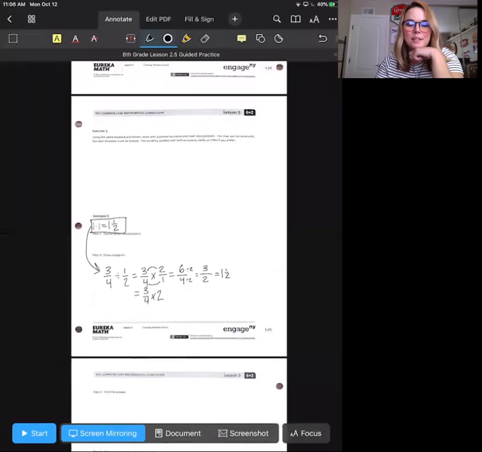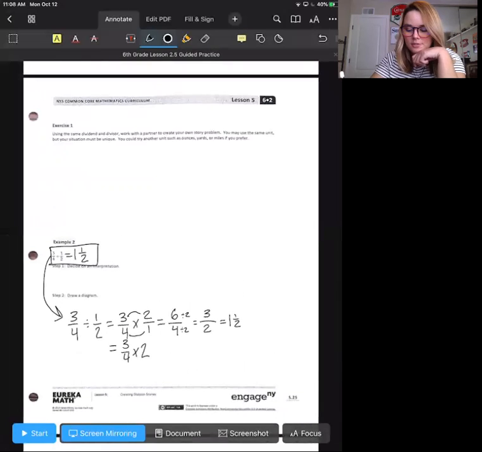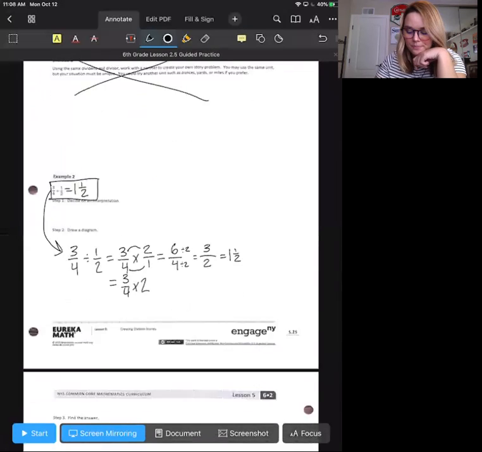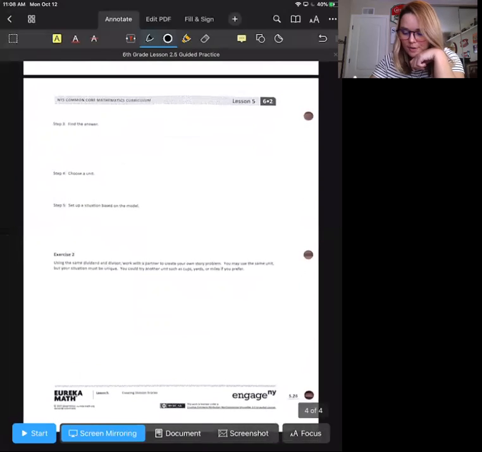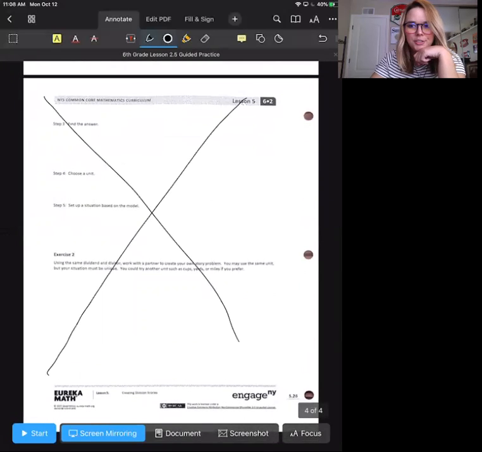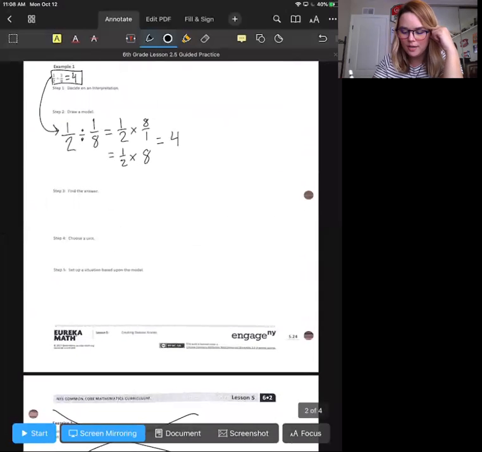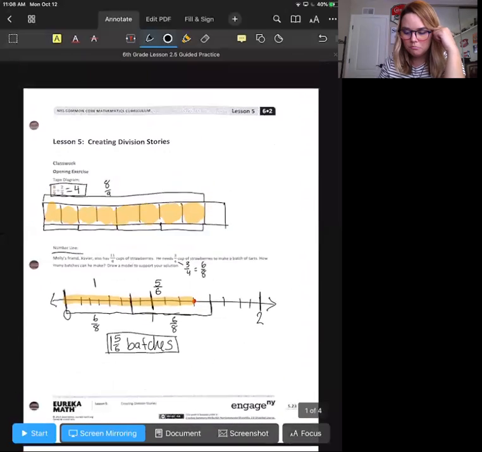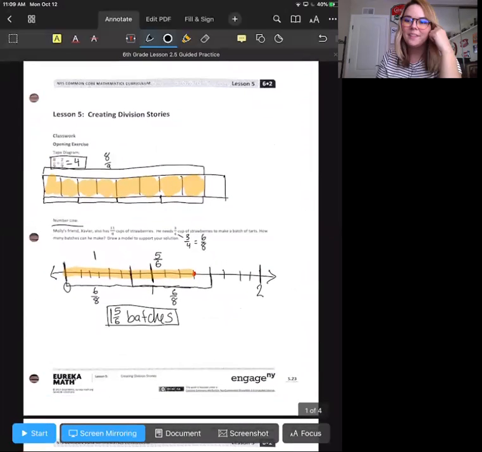Alrighty. The rest of the stuff that's on here, so this exercise 1 part, you don't need to worry about. All of those steps you don't need to worry about. And this whole third page, you don't really need to worry about. We're not going to do anything with that. So all those steps we don't really need, but that's okay.